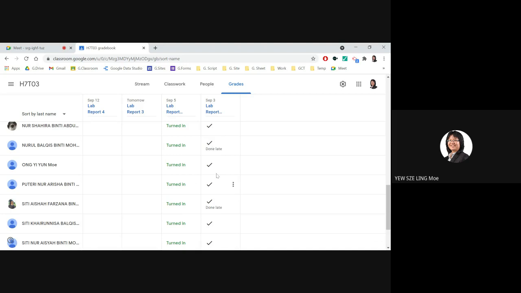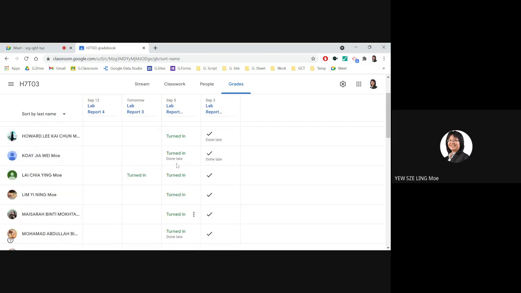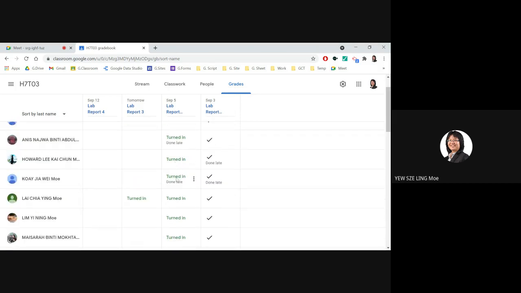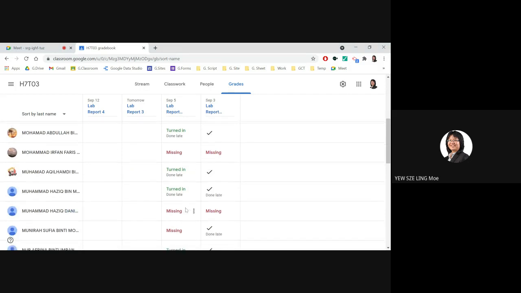So experiment 2A, tak ada masalah because I changed platform. So if you submitted late, that is fine. But for experiment 2, actually you shouldn't submit late. Okay, so ada yang submit late lagi and then ada yang missing. So Irfan and Haziq tak pernah submit kerja saya.